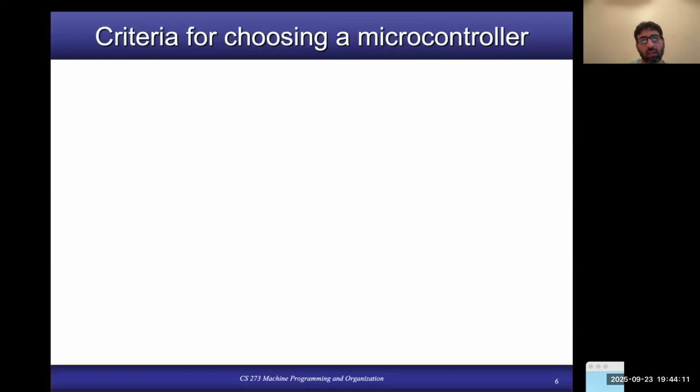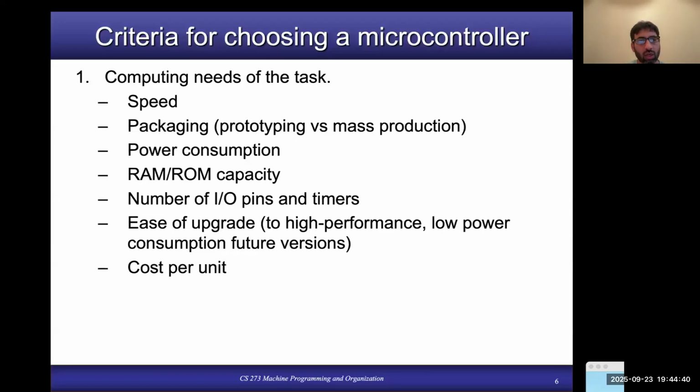So if we have different families or different kinds of microcontrollers available, and let's say we want to build a product or an application around a microcontroller, how will we select a microcontroller of our choice? Based on what criteria will we make a choice for selecting the microcontroller? For that, you need to look at different parameters. And one of them is the computing need of the task.